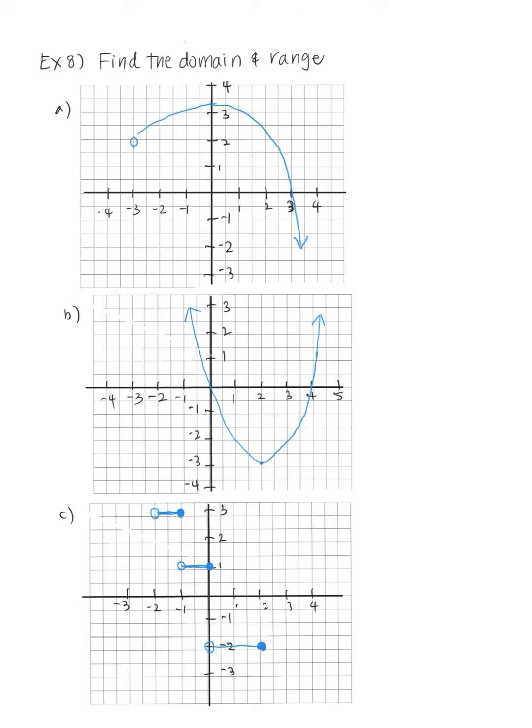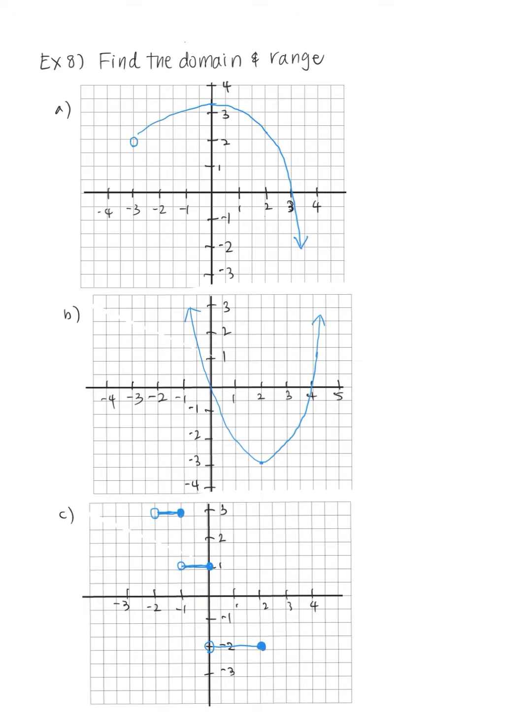Our next topic is finding the domain and range given a graph. So let's look at part A. Let's first go with the domain. In order to find the domain, you're going to have to look at the x values from left to right where the function is defined. And for the range, you're going to have to look at the graph from the bottom upwards to see where the graph is defined.